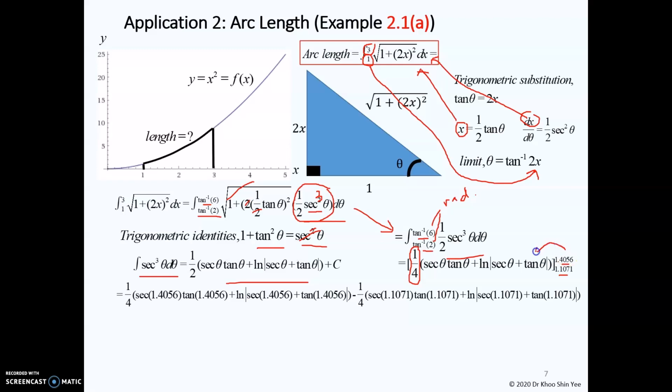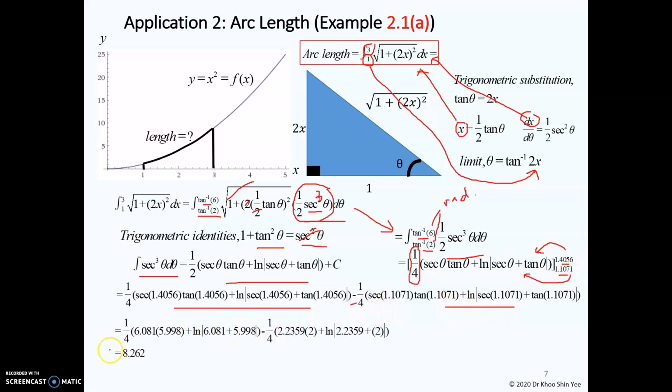Continue to substitute the upper limit inside, then you should obtain this. Minus with the 1, substitute with lower limit. After you perform the calculation, you should obtain this result. So this is the distance that you compute from here to here for this curved line. So the length is equal to this.